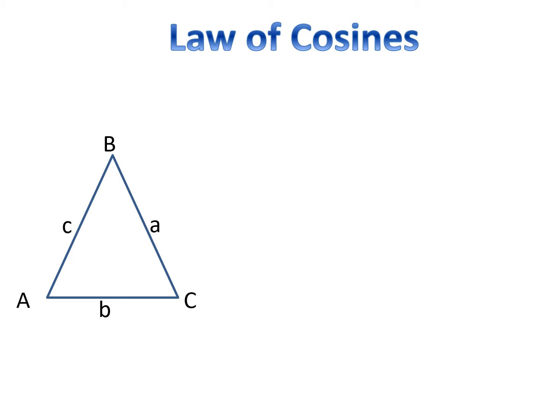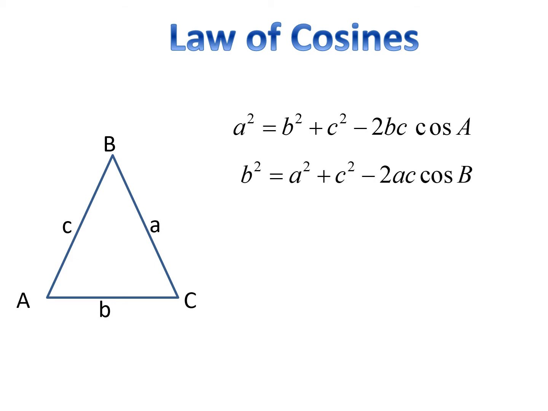So the law of cosines looks like this. It's kind of an intimidating equation, but once you start to use it, you'll see that it's really a little bit more simple than it appears. So it says that if you take one side and square it, it will equal the other two sides squared minus 2 times those sides times the cosine of the angle that is opposite the side you started with.